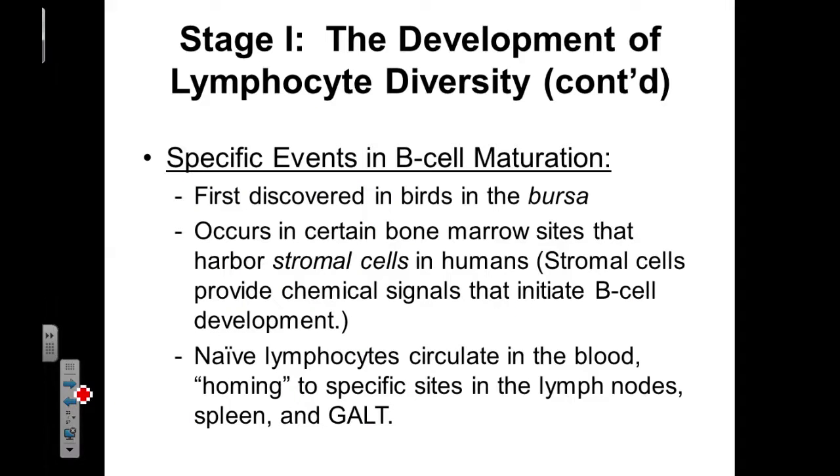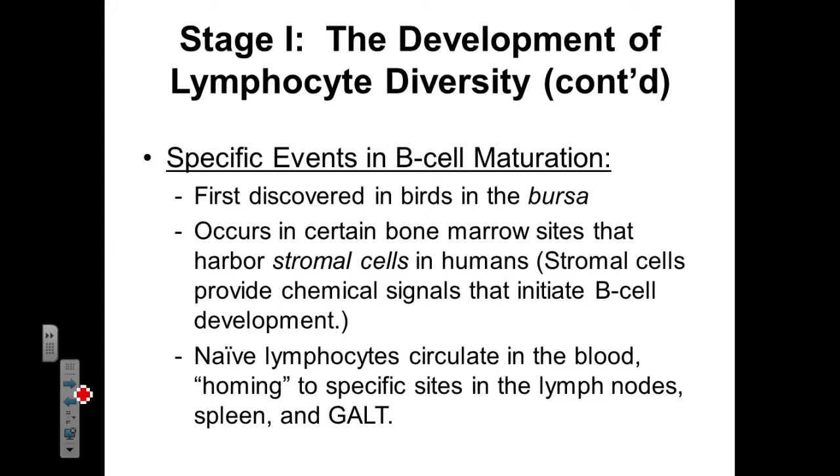If we look at a B cell and its maturation, it's going to mature in bone marrow in humans. But it's not called the B cell because it's a bone marrow cell. It's named B cell because it was initially isolated from the bursa within chickens, or within birds. And it occurs in humans in bone marrow. Specifically, it's going to occur in the bone marrow that harbors stromal cells. And these stromal cells are going to provide the necessary chemical signals that initiate the B cell development from our multipotent stem cells.